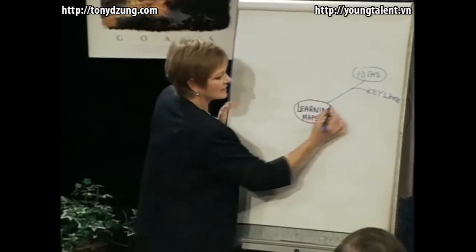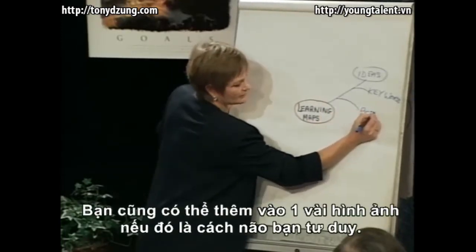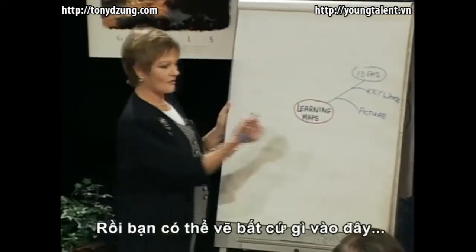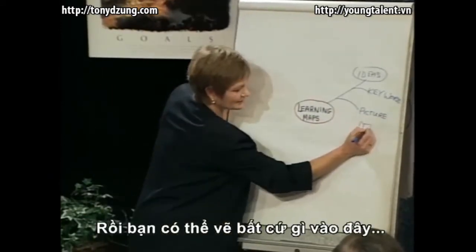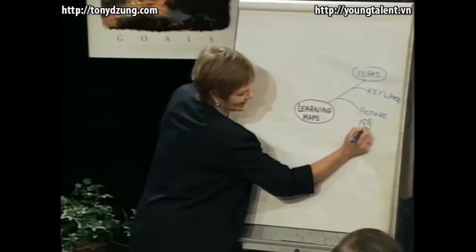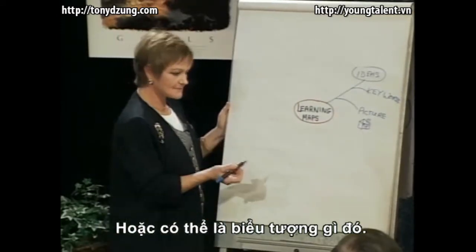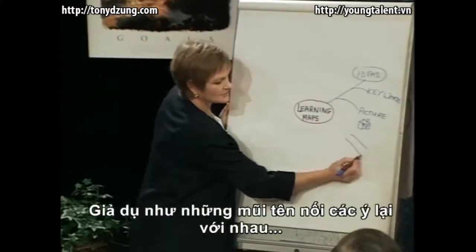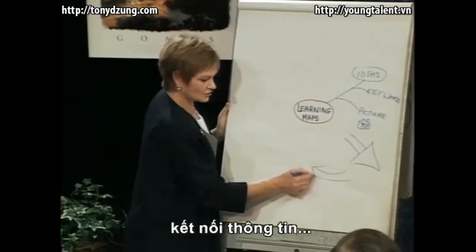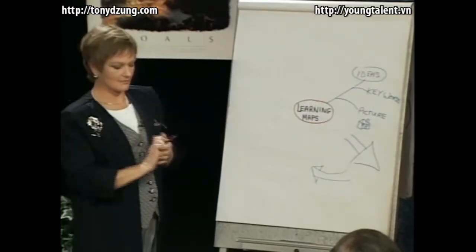Now, you might actually record in pictures if you're a good artist. If your brain thinks that way, you might well start drawing whatever it is you're talking about. I've got a nice little house there. Or it could be you're drawing symbols, where you've got big arrows going from one thing to another, where it loops and joins up information, things that aren't even possible on linear maps without really getting completely lost.